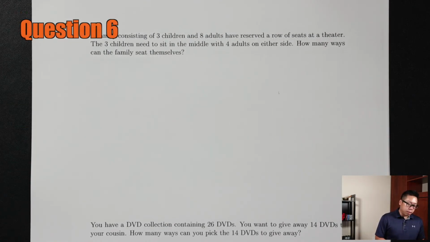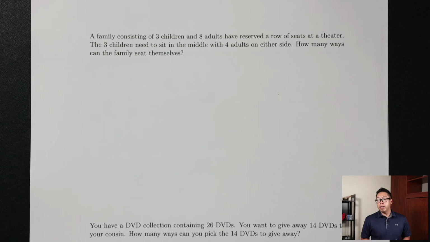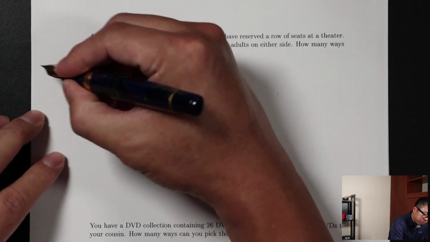A family consisting of 3 children and 8 adults have reserved a row of seats at a theater. The 3 children need to sit in the middle and 4 adults on either side. How many ways can a family seat themselves? Question is, does the order matter here? Anytime you're arranging people in a row, the order is going to matter. So this is going to be a permutation.